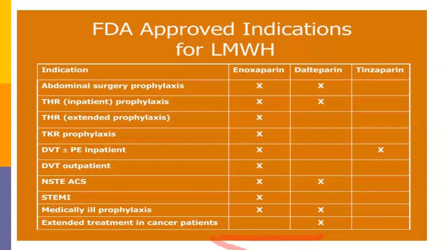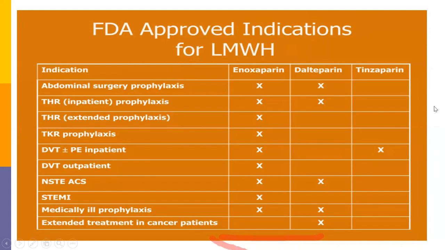There are different low molecular weight heparins. They're actually around 5, but we are looking at FDA approved indications for low molecular weight heparins now. We are seeing enoxaparin, another low molecular weight heparin, dalteparin, tinzaparin, and on the left side the indications. So we are seeing the FDA approved indications of low molecular weight heparins.